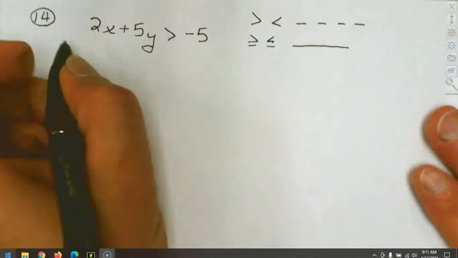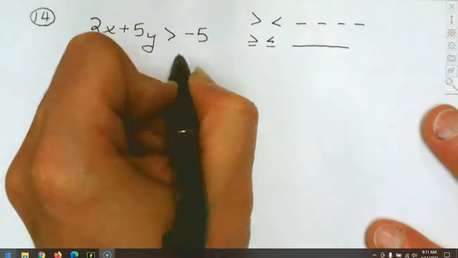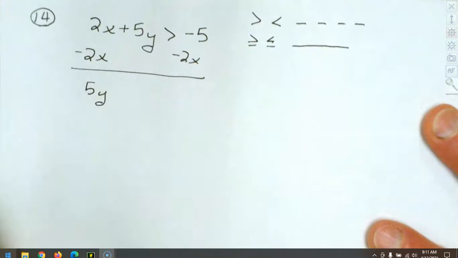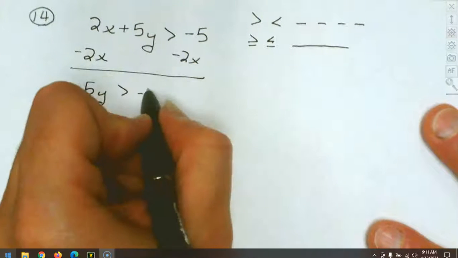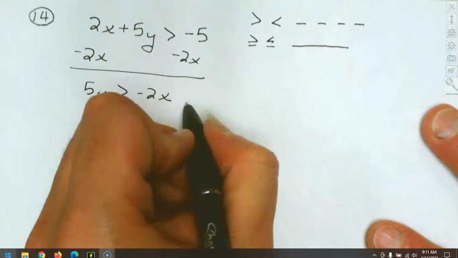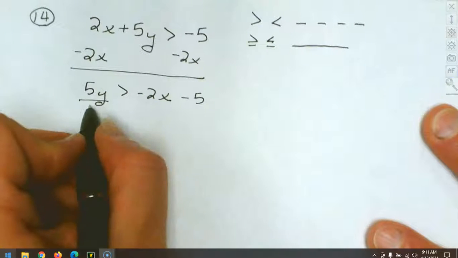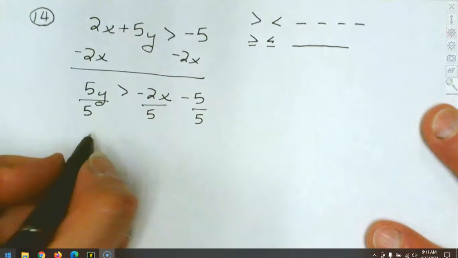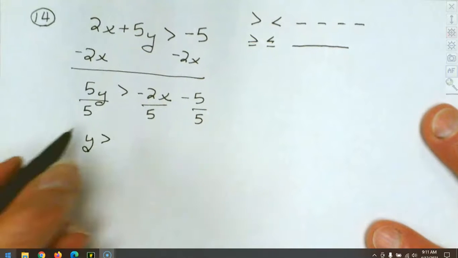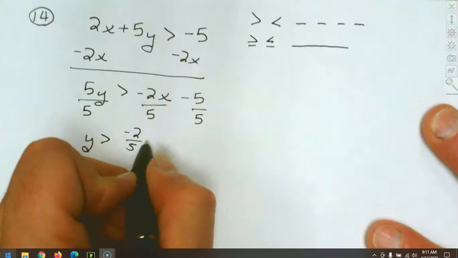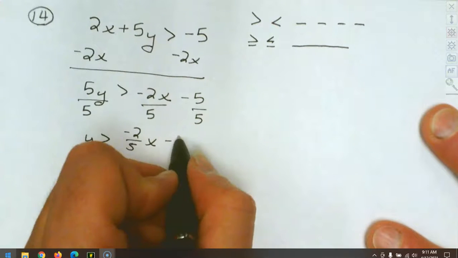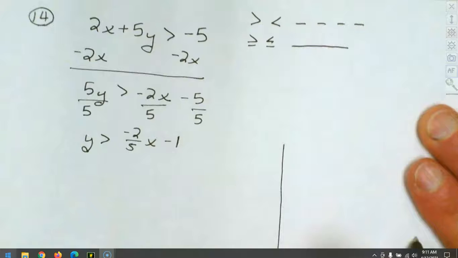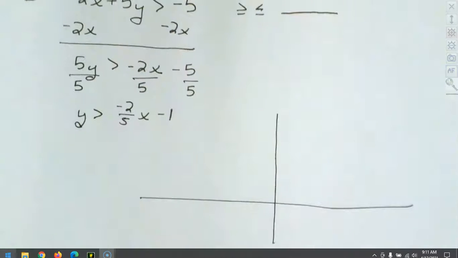Now, we're going to go ahead and move that 2x over so we can get it in slope-intercept form. And now we've got 5y is greater than negative 2x minus 5. Divide by your 5. And that gives you now y is greater than negative 2/5 x minus 1. Okay, so now we can graph it.